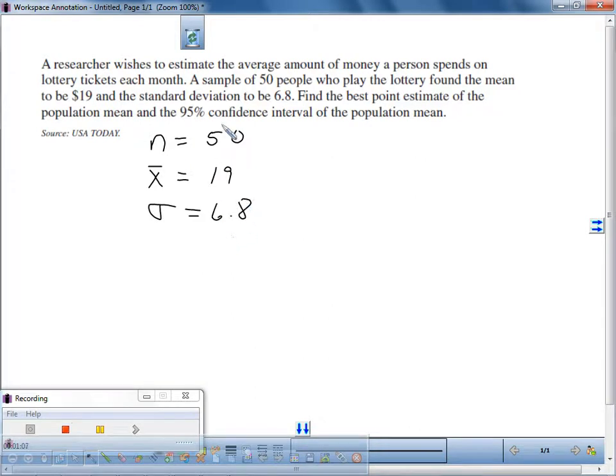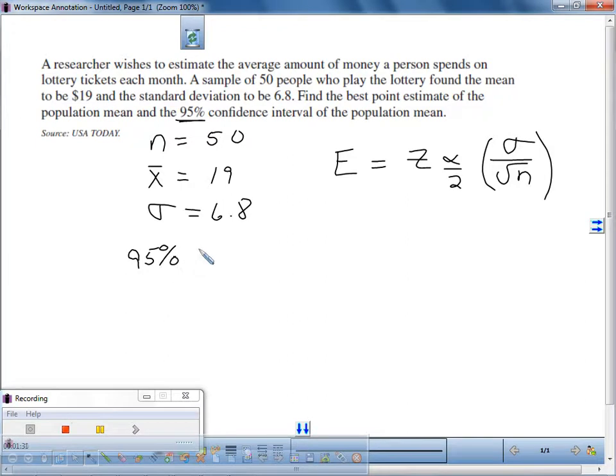Since we're given mean and standard deviation, for our E value, our maximum error, we're going to use Z alpha sub 2 times sigma over the square root of n. Now we know it's at the 95% confidence interval, so at 95%, we're going to use 1.96. So we're just going to set this up.